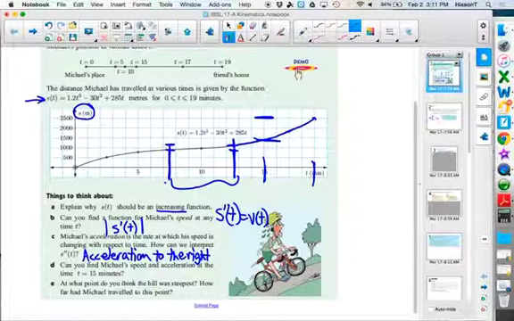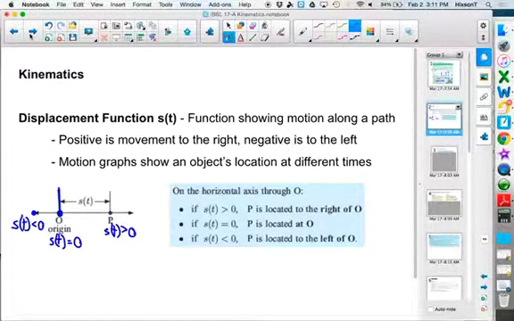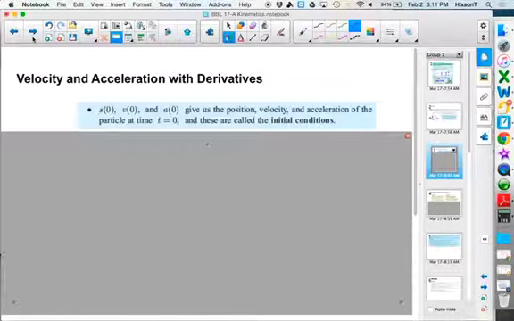All right, now let's get into the particulars here and look at some of the details of how this works. We already mentioned the displacement function. So let's talk about velocity, acceleration, and also speed when it comes to the derivatives. There are three functions that you need to be familiar with: S, V, and A. S is our displacement, V is the velocity, A is the acceleration.